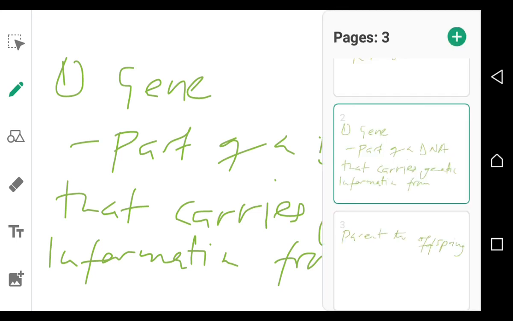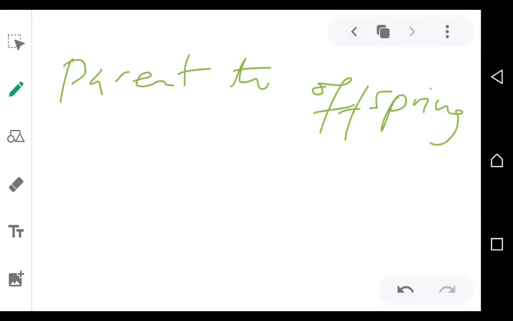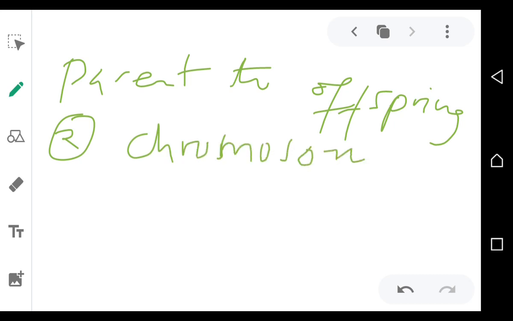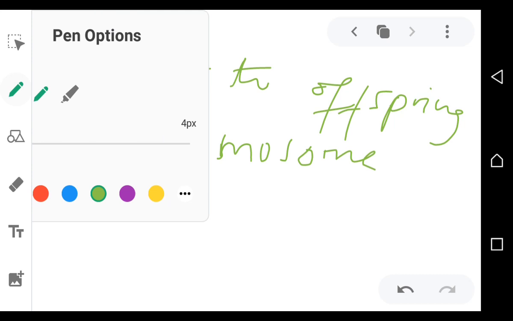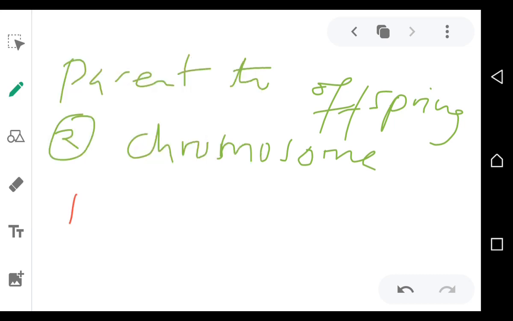They can ask you to define a chromosome. What is a chromosome? A chromosome is a thread-like structure. Once you don't put this term thread-like, it means it will be wrong.